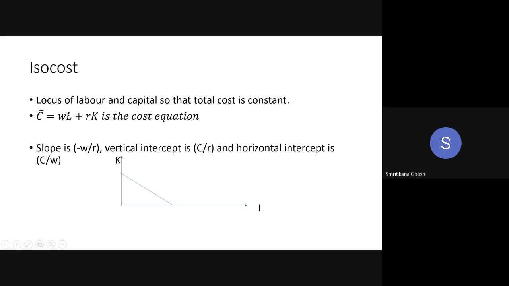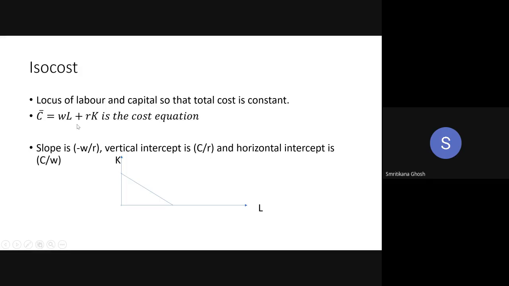And here on the right hand side, you will get W into DL plus R into DK. Done. Now, you need DK/DL. So, if you make the left hand side, right hand side like this, you will get DK/DL, that will be minus of W by R.